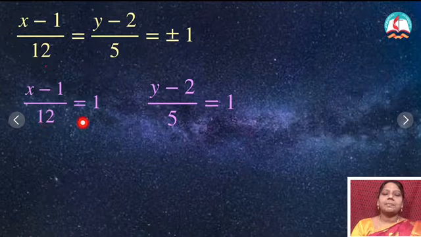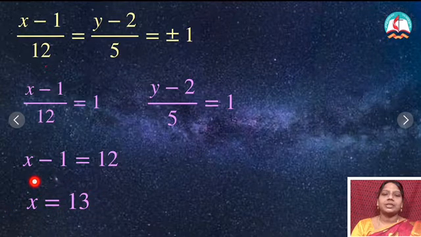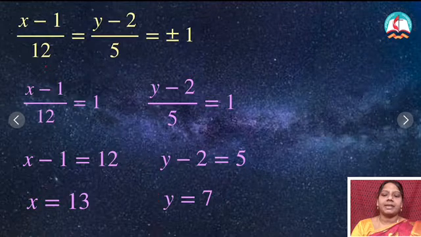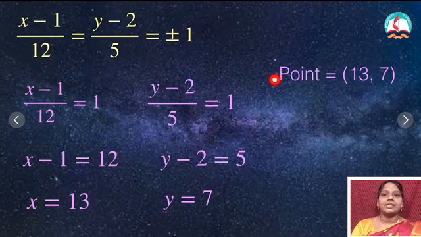Now I am going to simplify that. So if I am simplifying, then x minus 1 is equal to 12. From this, x is equal to 13. Then similarly, y minus 2 is equal to 5. So y is equal to 7. So what is the point? The first point we got, that is a positive point, is (13, 7).